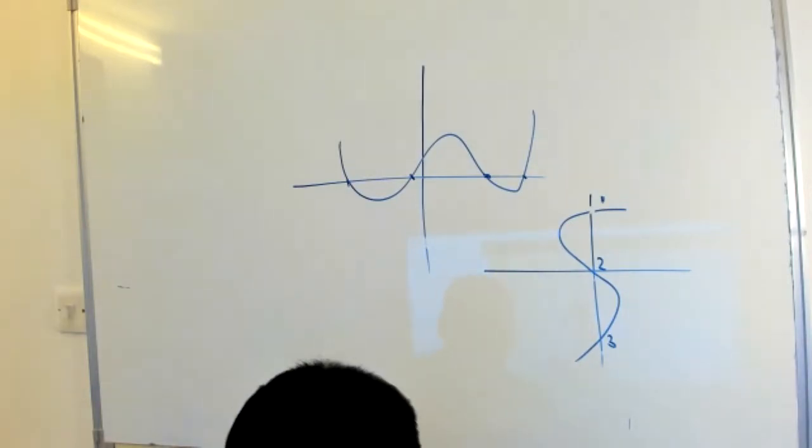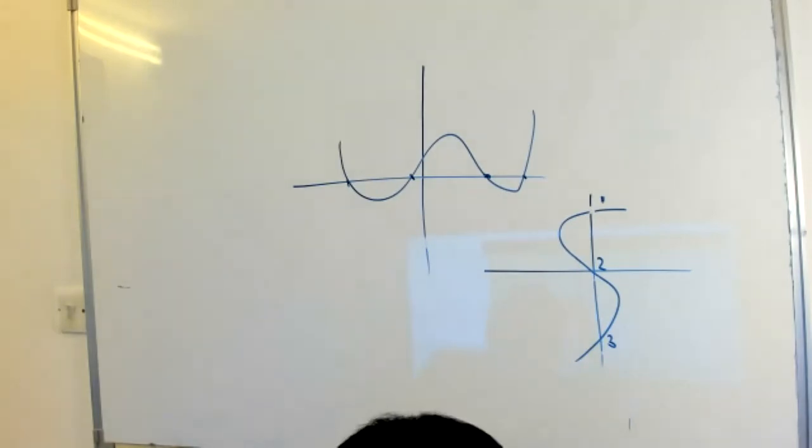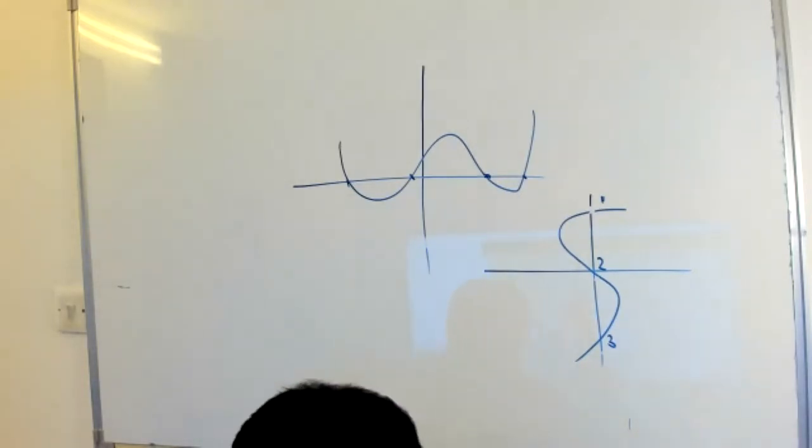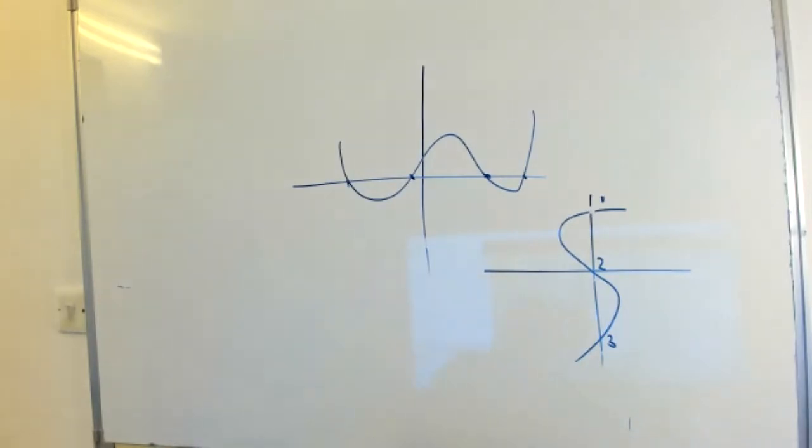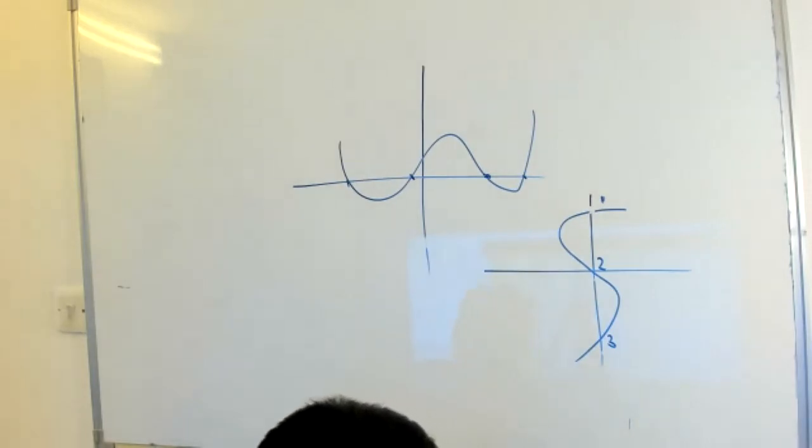Just directly write degree of a polynomial. Degree of a polynomial. The highest power of a variable.